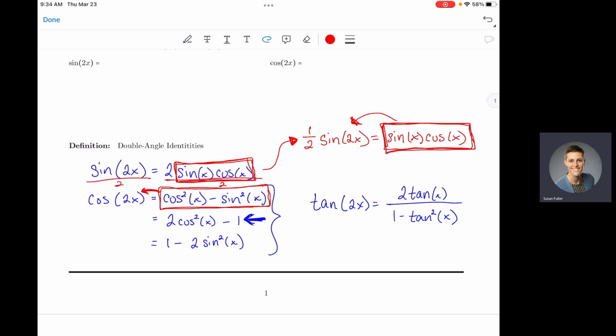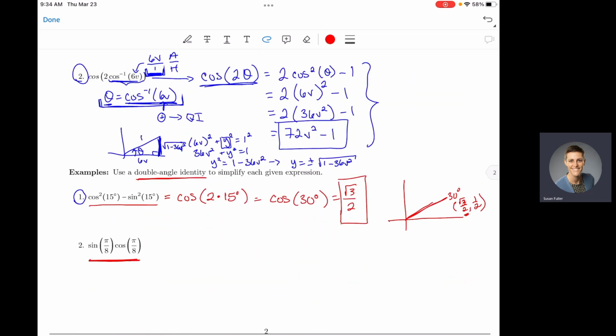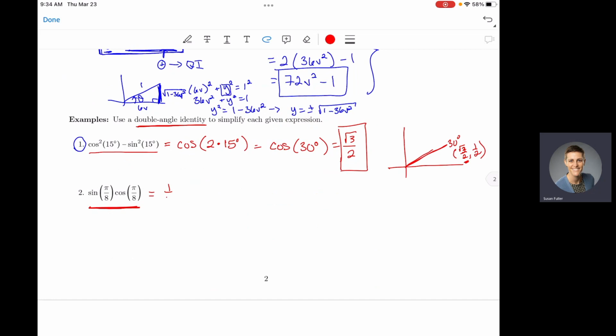So I'm going to replace what I have with 1/2 times the sine of twice my angle. So if I come back down here, I'm going to replace this with 1/2 times the sine of 2 times my angle. And my angle here is pi over 8. Okay, so we used our double angle identity. Now we have to figure out what this is. So this is going to be 1/2 times the sine of 2 times pi over 8. That's 2 over 1 times pi over 8. That's 2 pi over 8, or pi over 4.